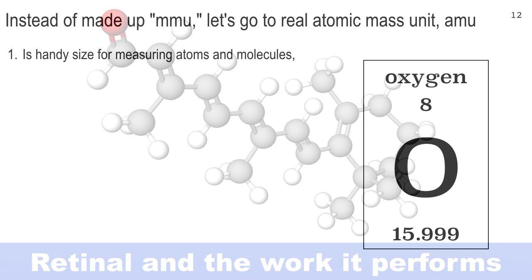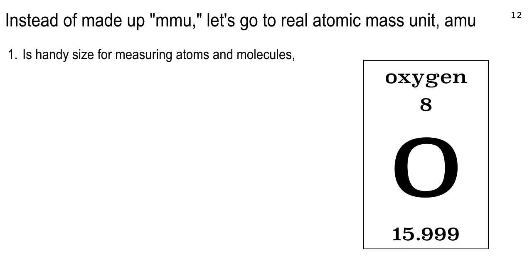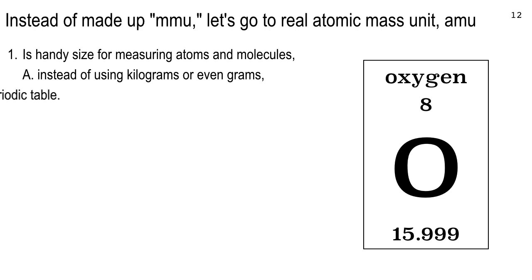Now, in the order of molecules and atoms, the mass unit that we customarily use is not the phony baloney MMU that Dr. B made up. The real atomic mass unit is called the atomic mass unit, AMU, and it's roughly the size of a proton's mass. We use the atomic mass unit instead of kilograms or grams if we're talking molecules.